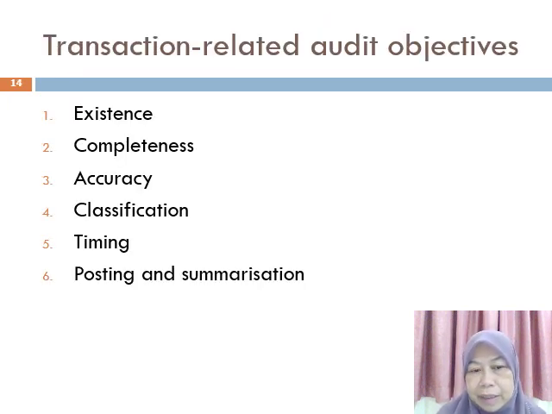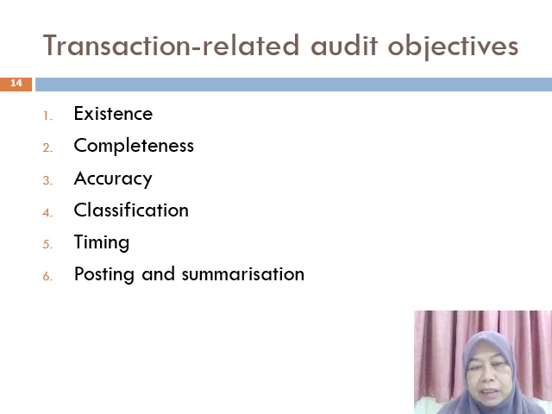Transaction-related audit objectives can be divided into six. The first one is existence, then completeness, accuracy, classification, timing, posting, and summarization. These audit objectives are related to the management assertion that relates to classes of transaction. So when the auditor is going to audit the classes of transaction that relates to existence, then the auditor is going to form an existence transaction-related audit objective.